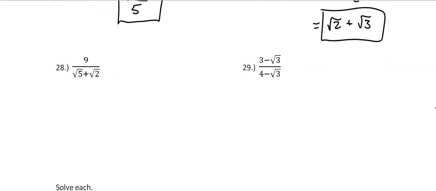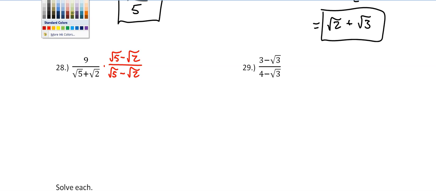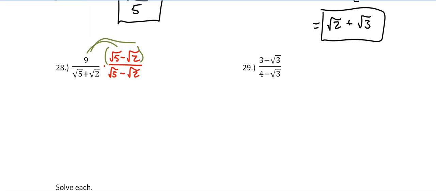Down here, when you have a binomial in the denominator, the only way to eliminate all the radicals is to multiply by the conjugate. So this one, instead of root 5 plus root 2, I'm going to multiply by root 5 minus root 2. And whatever I do to the denominator, I have to do to the numerator. And so now in the numerator, once again, that is my distributive property. In the denominator, take it off to the side if you need to. So here, the numerator, I'll go 9 root 5 minus 9 root 2.